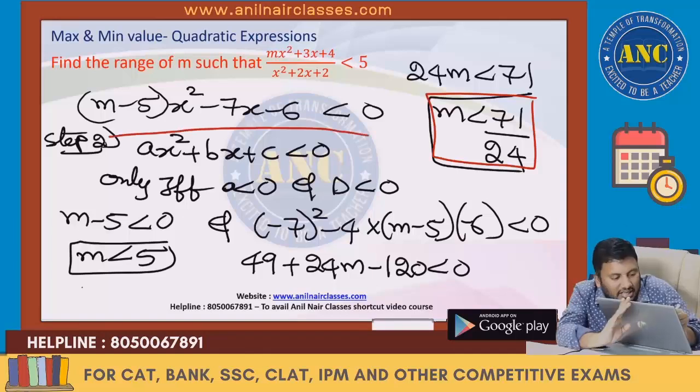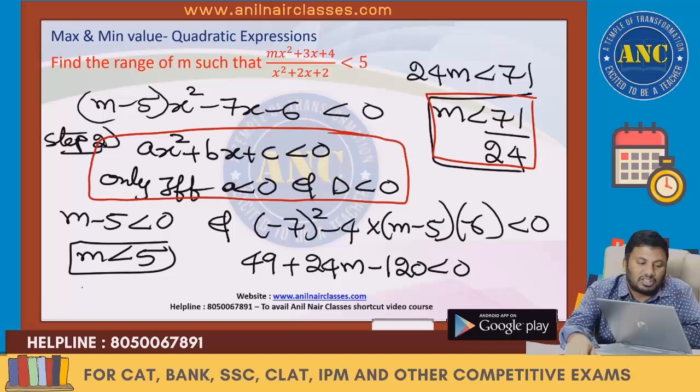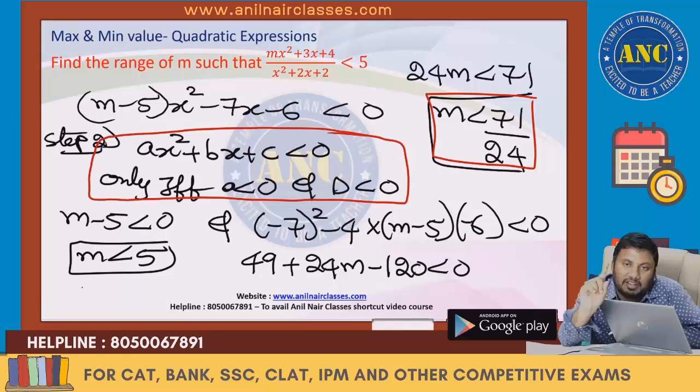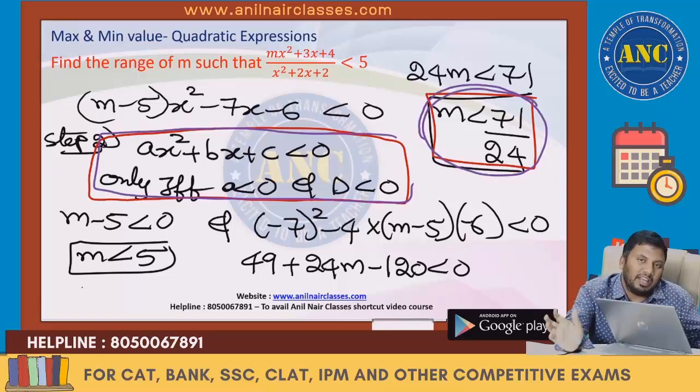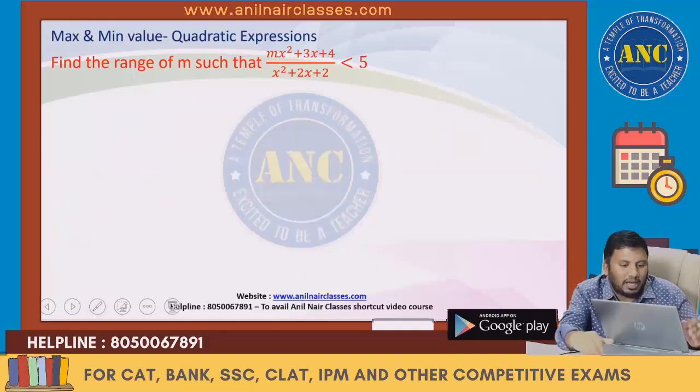Two cases I did: when a quadratic expression is greater than 0, and when it is less than 0. I will repeat the last step again. Till here we concluded that any value less than 71 by 24 is less than 3, so it is also less than 5. Once again, second time I am solving this question.